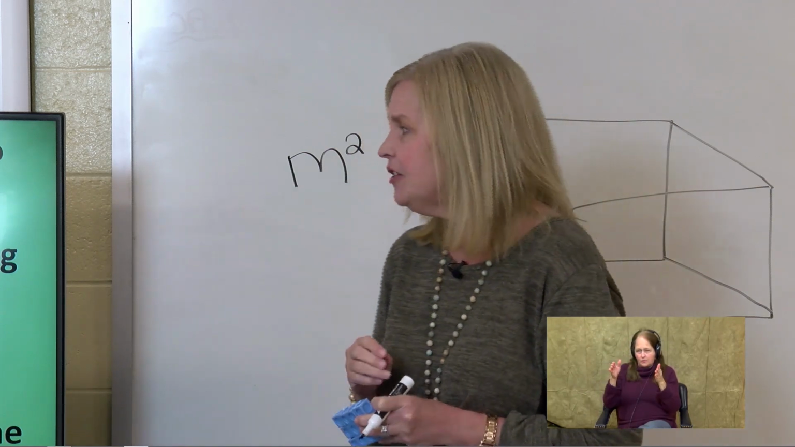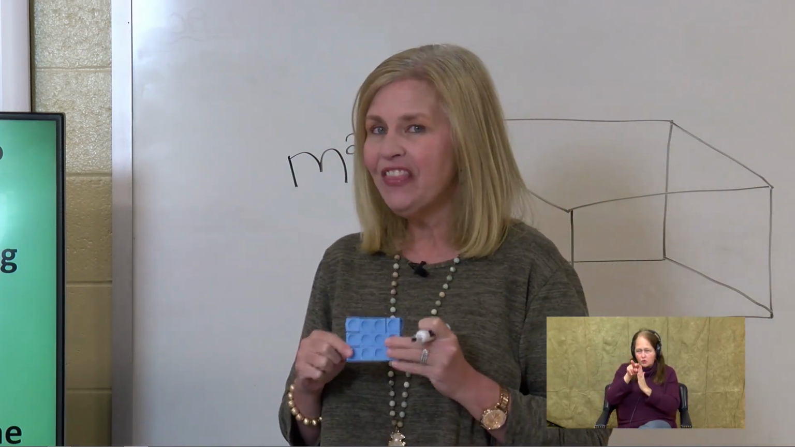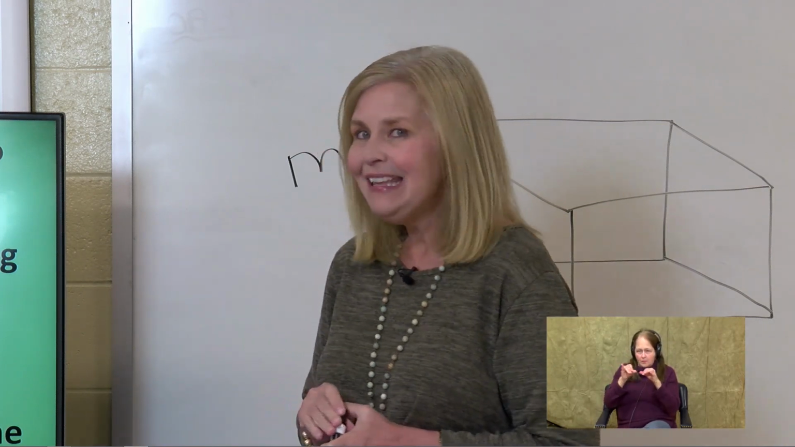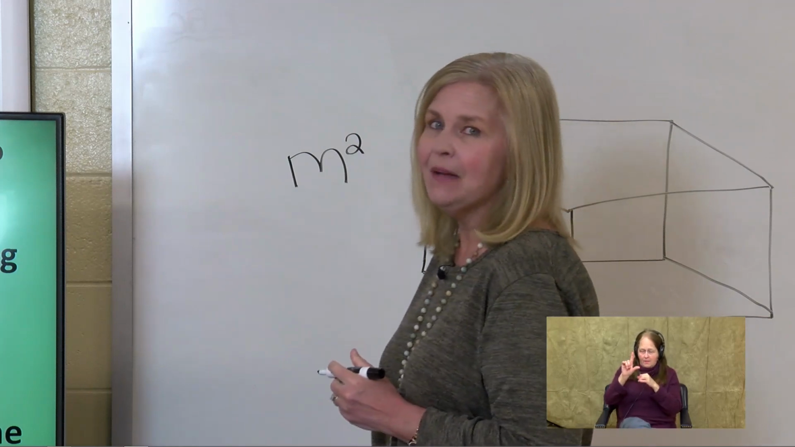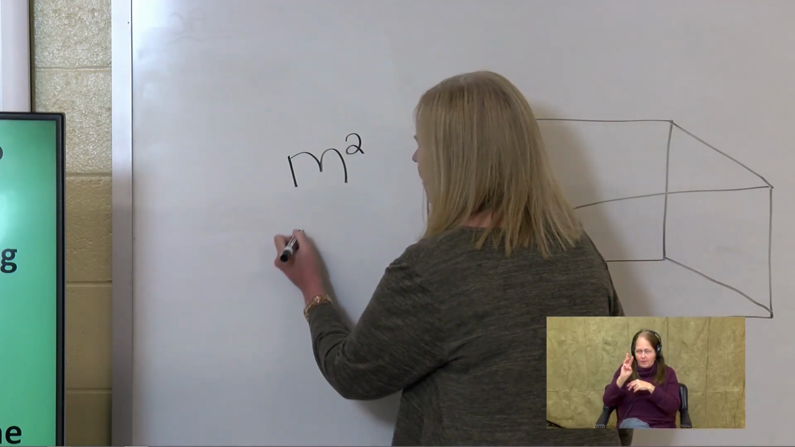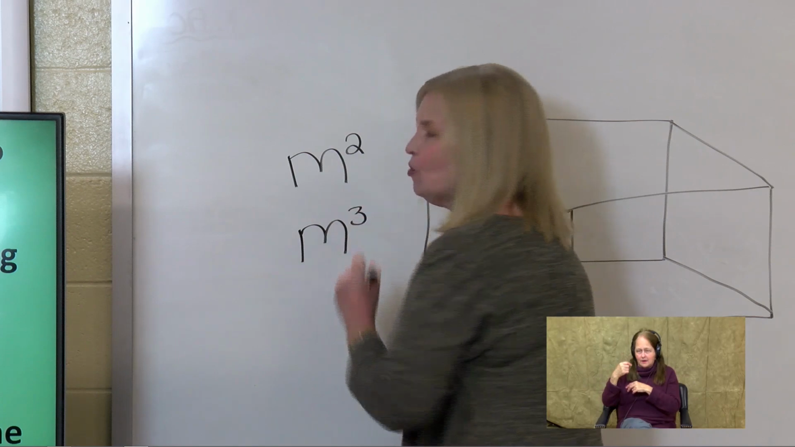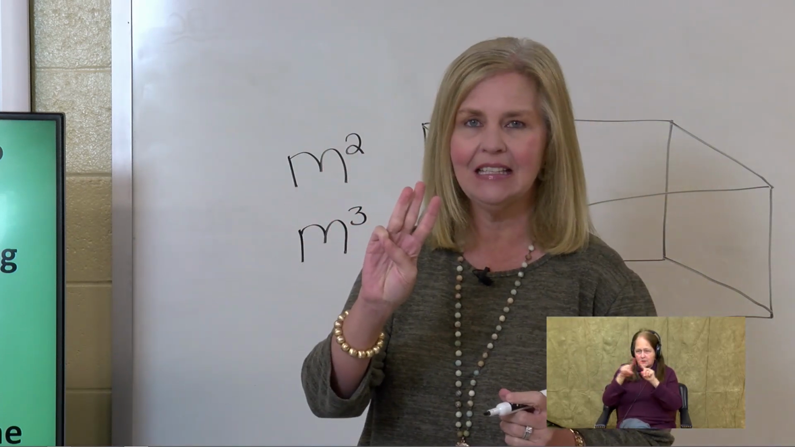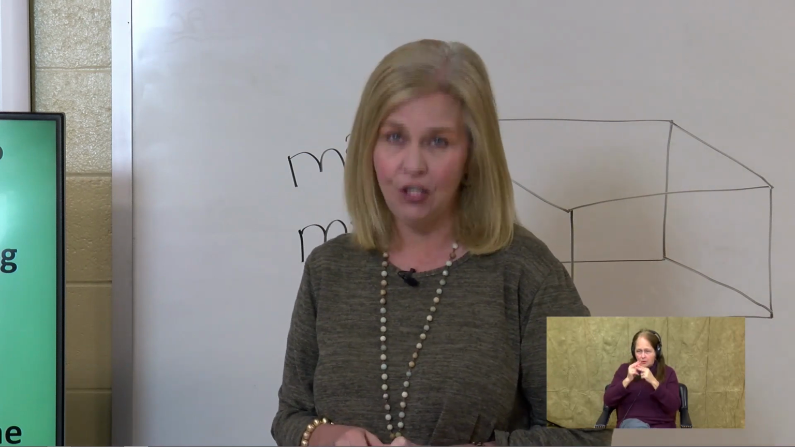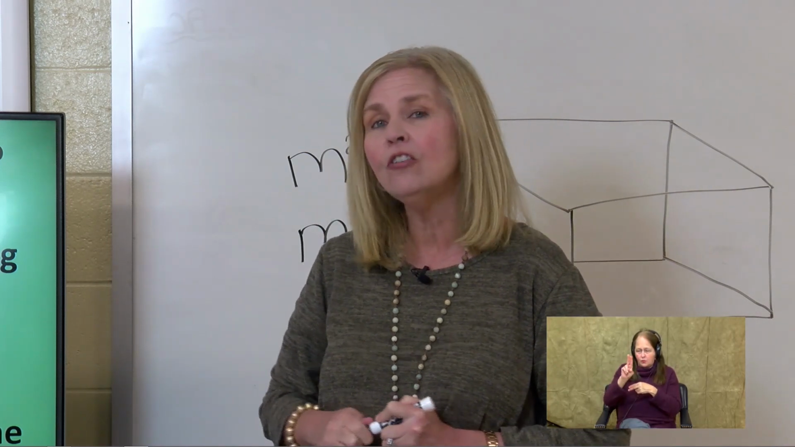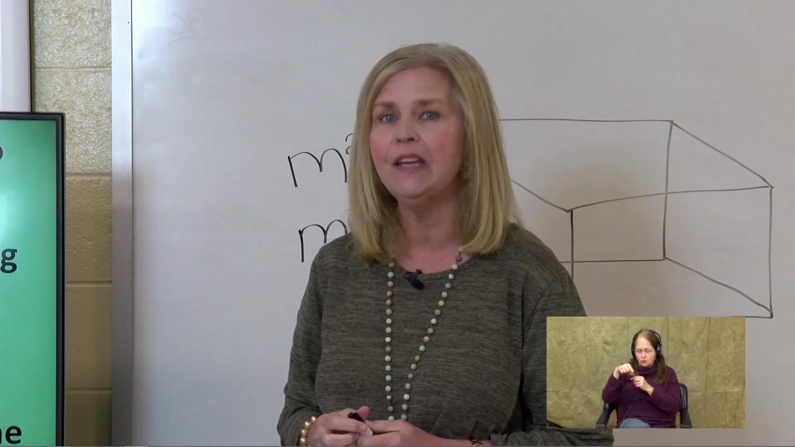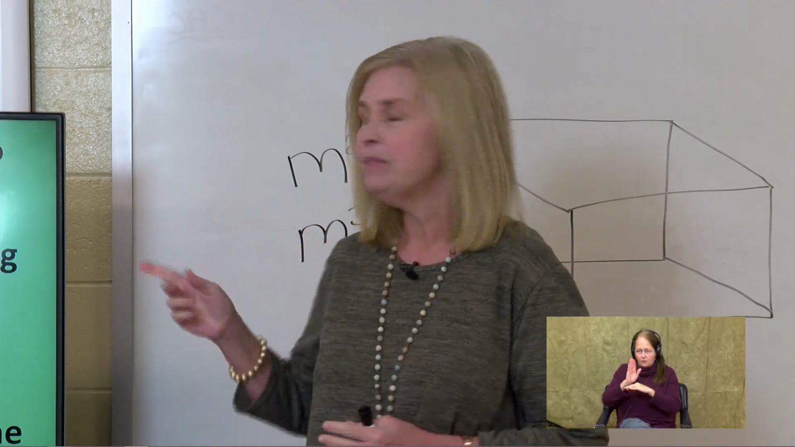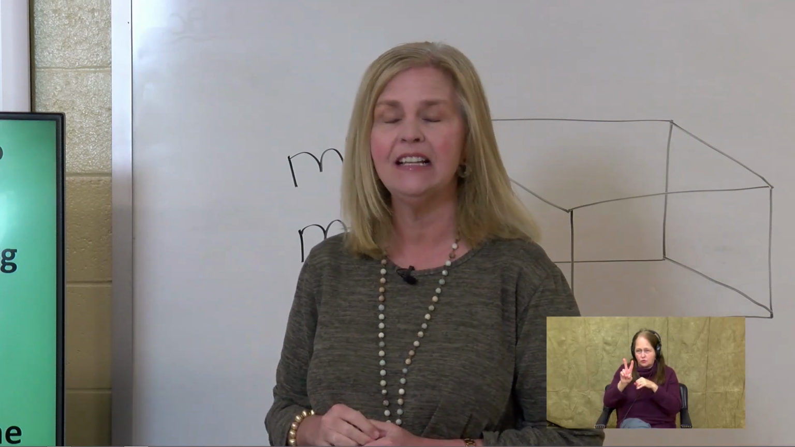But in volume, you're adding an extra thing. You are measuring length times width times height. So therefore, you have meters cubed because you're having to measure 3 different things. So these are called cubic units now. They're no longer square units, they are cubic units. A 3 will come after your measurement instead of a 2 when you're dealing with volume.